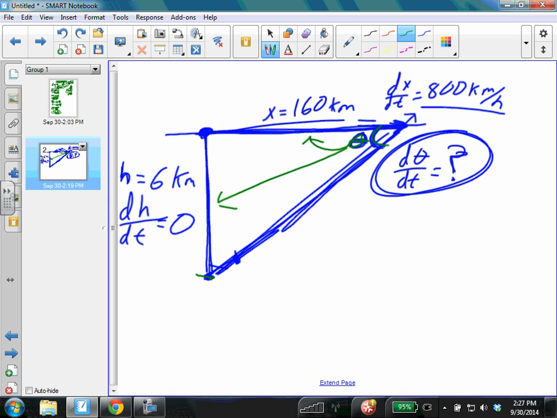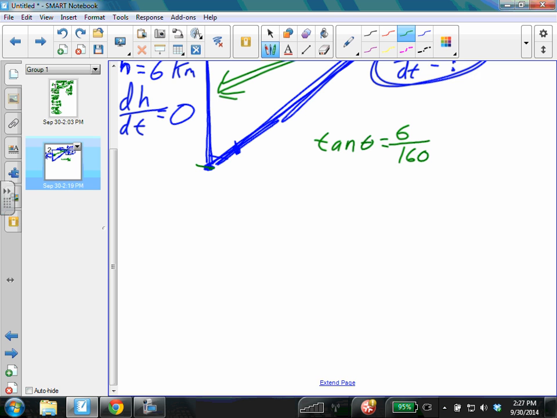Tangent. Very good. So the tangent of theta, because tangent is opposite over adjacent, will be equal to 6 over 160, where 6 is the opposite side and 160 is the adjacent side. Now how do I get theta by itself since it's inside of a tangent? Very good. We have to take the tangent inverse in order to get rid of tangent. So these cancel, and theta is equal to tangent inverse of 6 over 160.